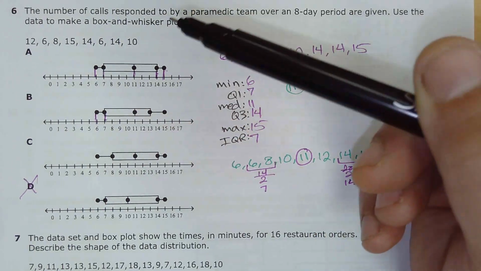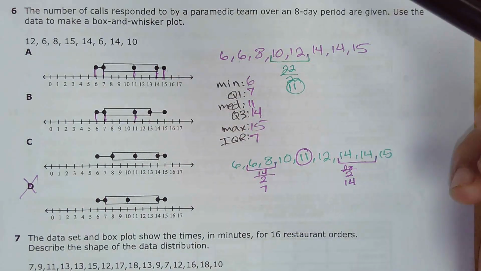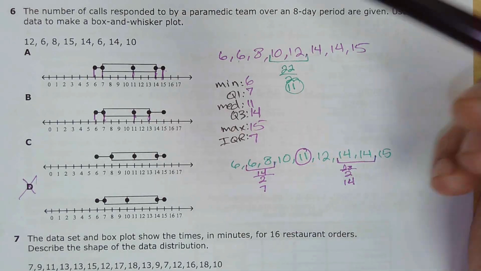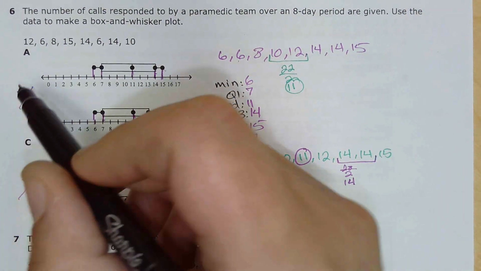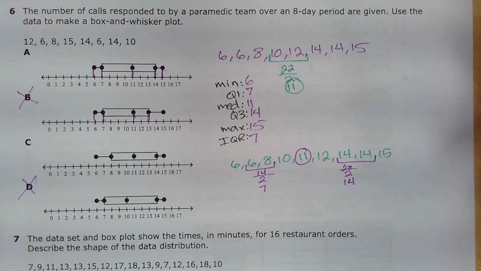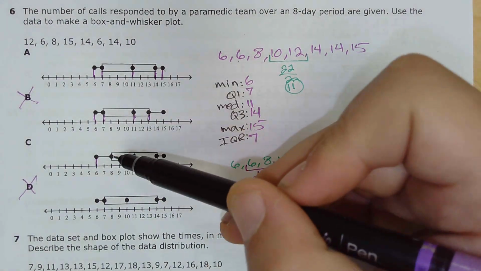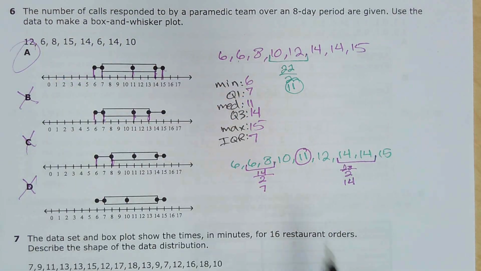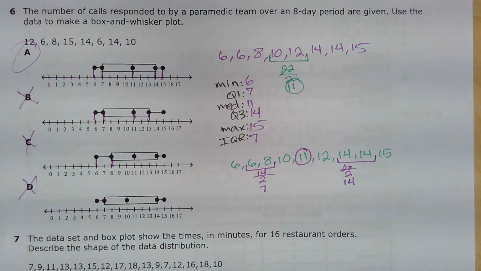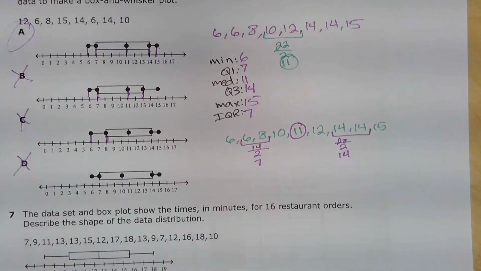Minimum is 6. Quartile 1 is 7. Median is 11. Quartile 3 is 13. No, that's not true. Quartile 3 is 14. Minimum is 6. Quartile 1 is 8. No, that's not true. So our answer choice here is going to be A, and that's how we find it. Cool. Next one.